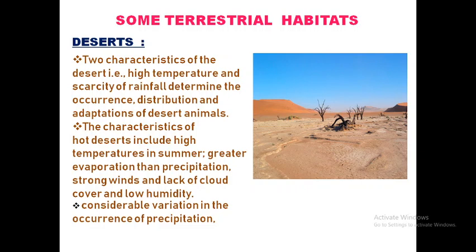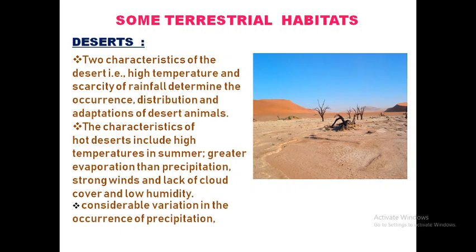Okay, so now we will study certain terrestrial habitats. We first chose the habitat of the desert. Before going into the adaptation part, we should first know what the desert environment looks like. The two main characteristics prevailing in the desert are high temperature and scarcity of rainfall. So desert plants and animals are adjusted to tolerating these two conditions.